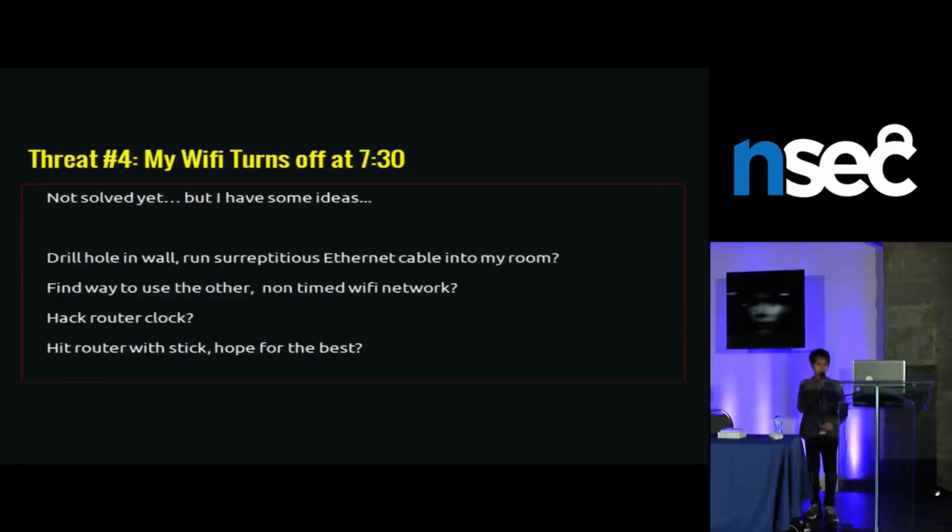Next challenge. My Wi-Fi turns off at 7:30 p.m. each night. I haven't solved this one yet, but I have some ideas. I could drill a hole in the wall and run a surreptitious Ethernet cable into my room. I could find a way to use the other non-timed Wi-Fi network. I could hack the router clock, or I could hit the router with a stick and hope for the best. So obviously I'm still working on this one, and I'll be happy to accept any suggestions you guys might have.